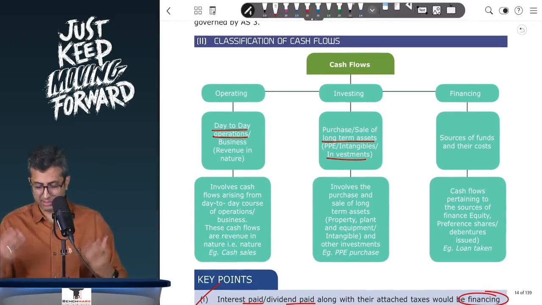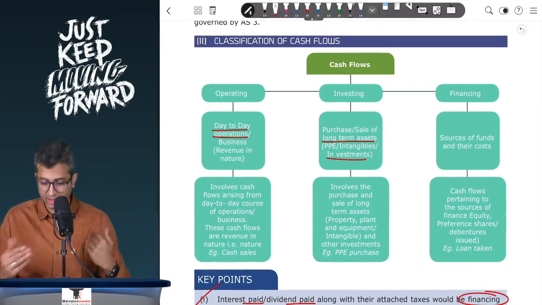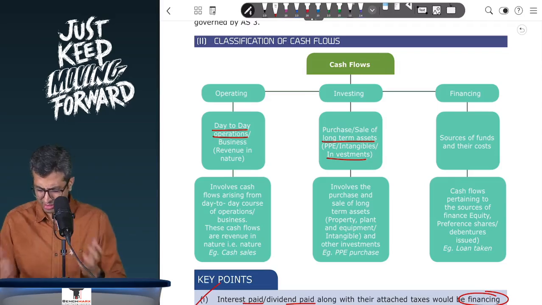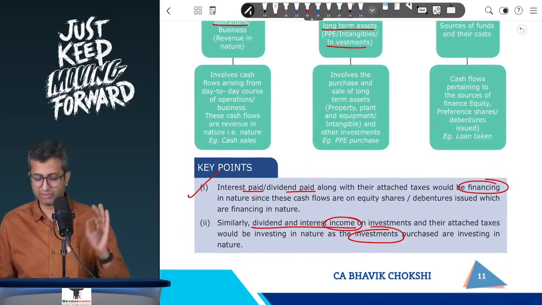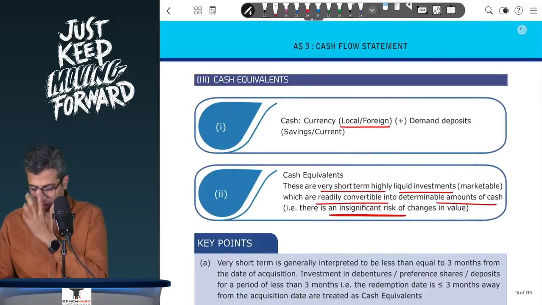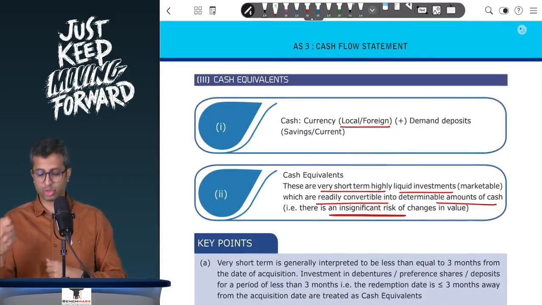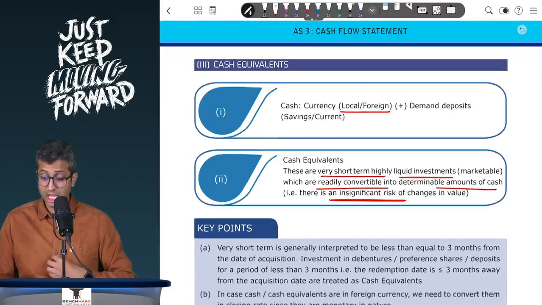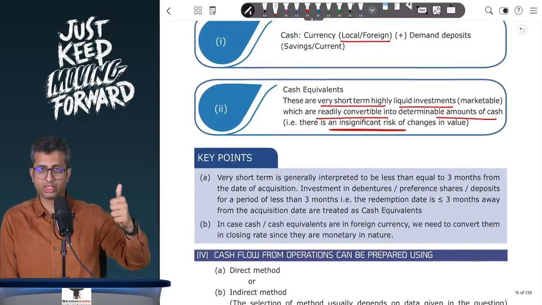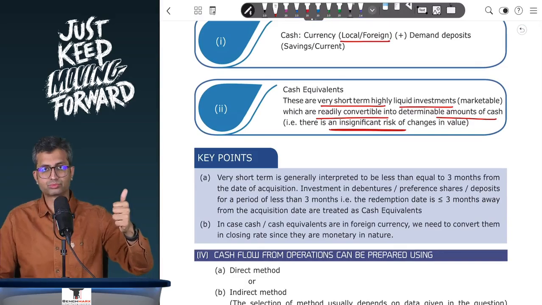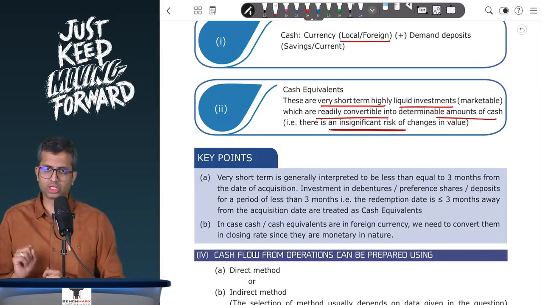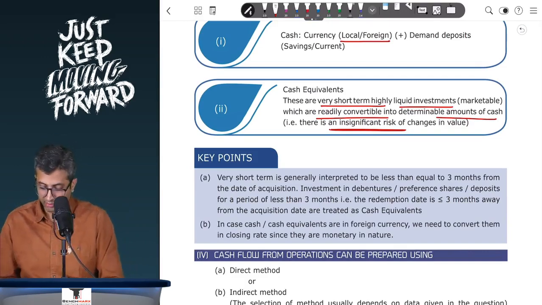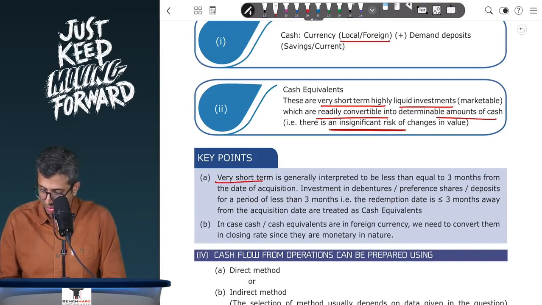There's nothing else. I mean, most of the things we have discussed, there's nothing that was to be referred that was missed. Operating, investing, financing, and then interest paid, interest received, dividend paid, dividend received. Then you had cash equivalent on the next page, which is cash, local or foreign currency, and then demand deposits. And within cash equivalents, again, the important thing is it is subjected to a stable value, very short term in nature, and highly liquid. Very short term is generally interpreted to be less than or equal to 3 months from the date of acquisition.